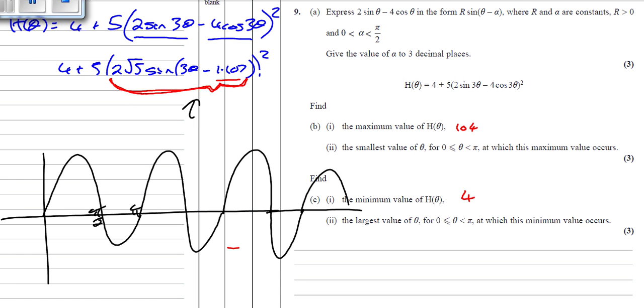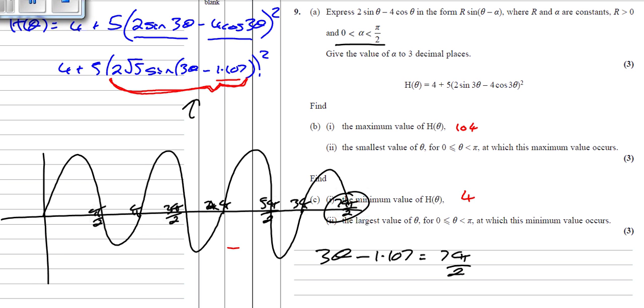That's going to be pi. 3 pi over 2. 2 pi. 5 pi over 2. 3 pi. 7 pi over 2. So I want to know whether or not we can make this 0. So 3 lots of theta minus 1.107. Can we make that equal 7 pi over 2? And that way, would that leave us a number between 0 and pi over 2?